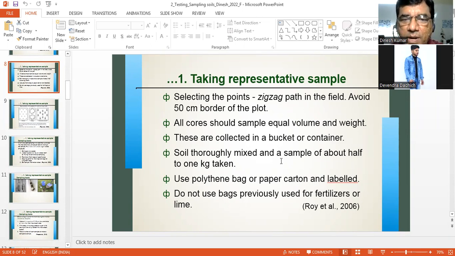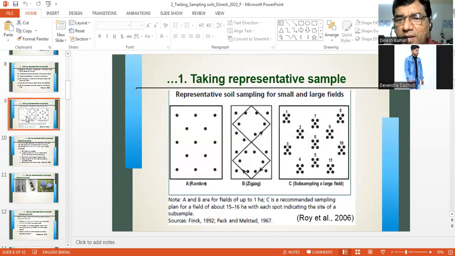These are collected in a bucket, and the soil is thoroughly mixed. Then you have a large sample size. You need to reduce it and ultimately have 500 grams. So you can thoroughly mix it and about half a kg can be taken. Use a polythene bag or paper carton and label. Do not use bags previously used for fertilizer or lime. Care should be taken. This is how one can take a sample.